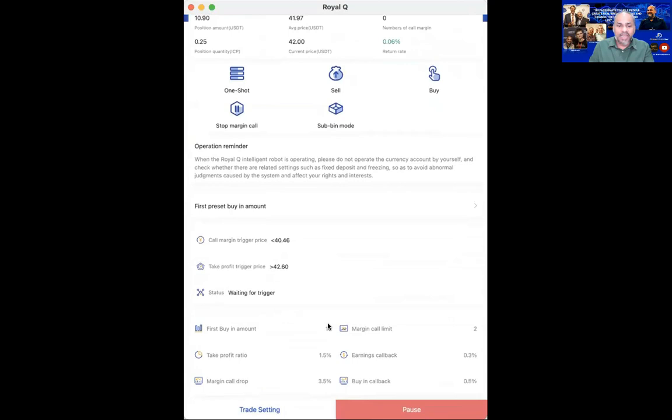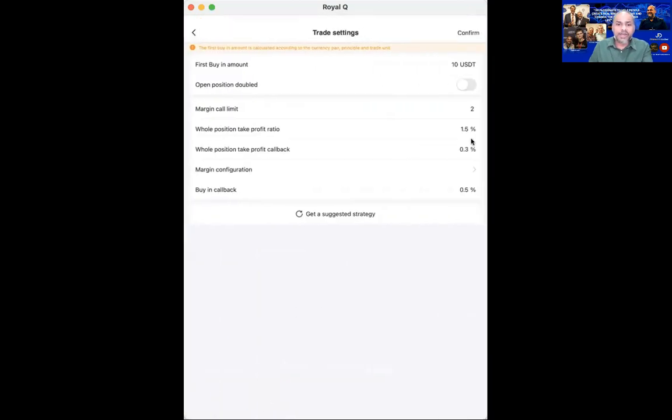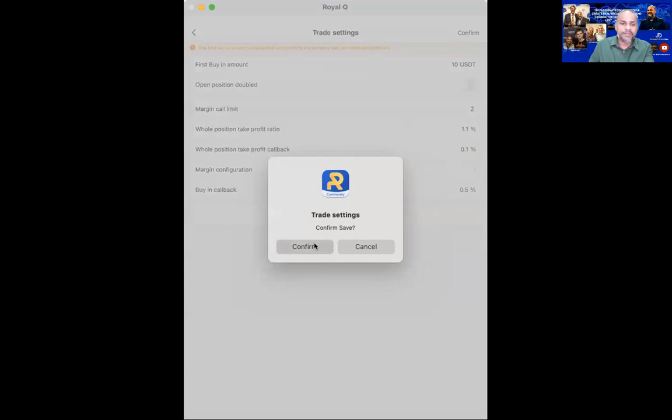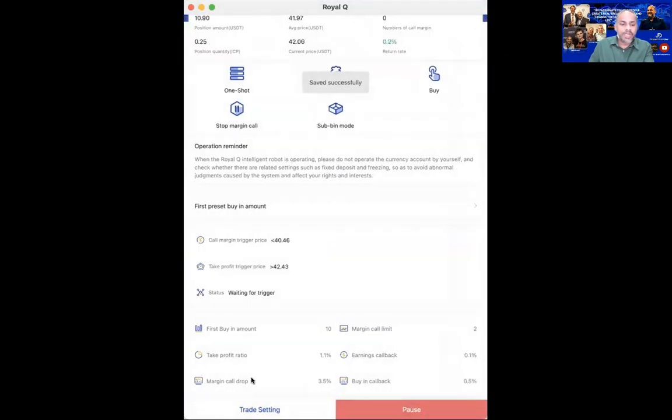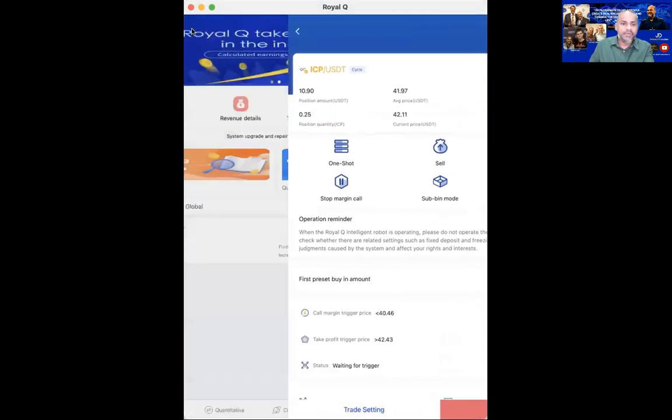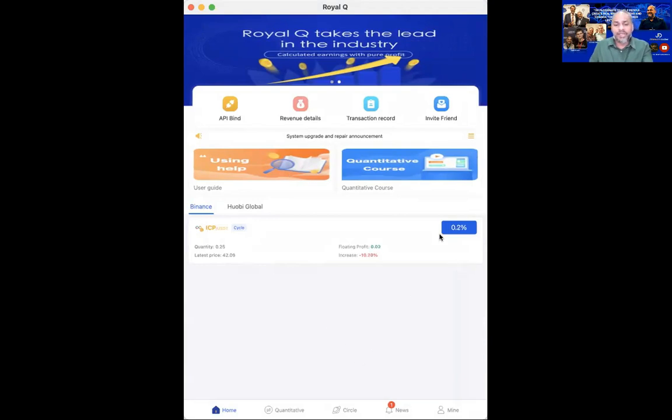You can see over here, right? My profit taking should be around 1.1%. So let me change that, 1.1, and my callback will be 0.1. Let me confirm this once again. All right, so now you can see, let's get back. We can see over here, I have this trade. And if it hits 1.1% and callback 0.1, I will then take the profit and come out.